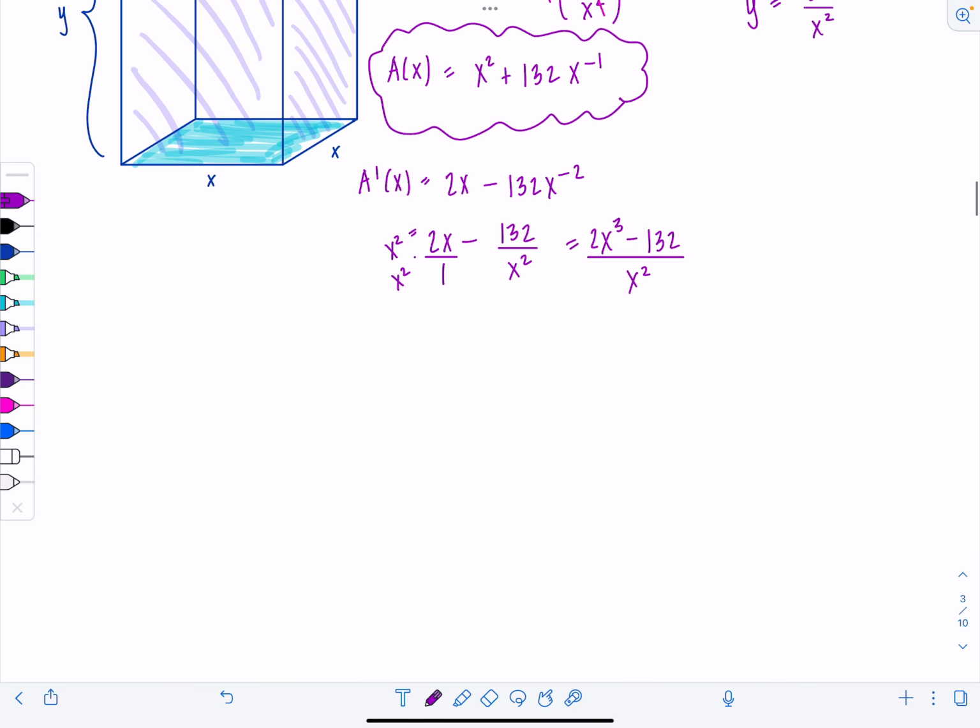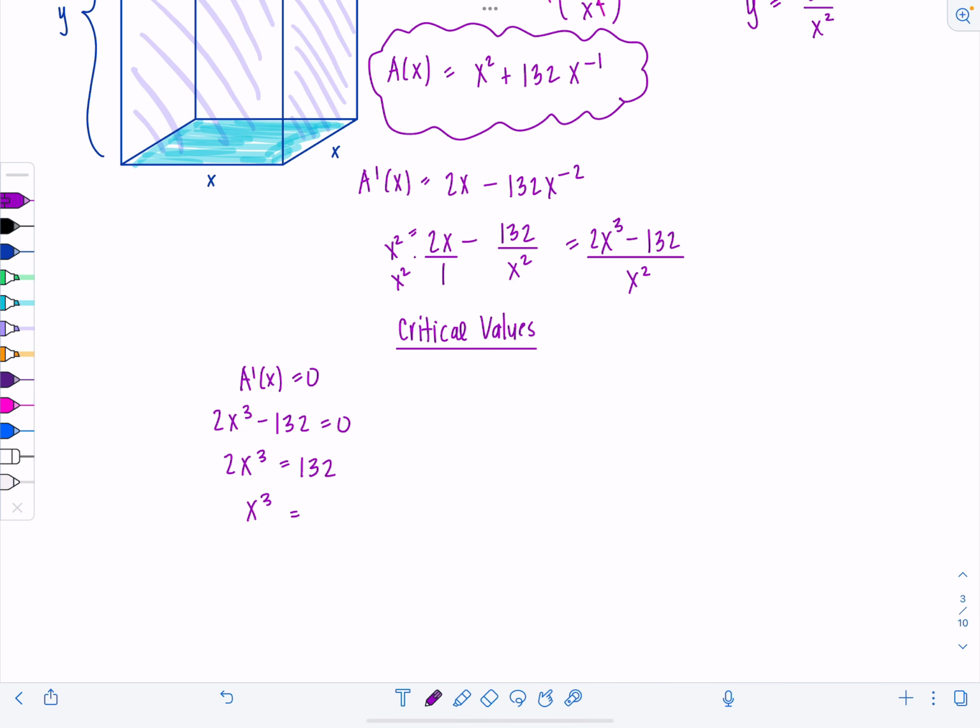Okay, good. So our critical values happen when the numerator is 0, when A prime of x is 0. That would mean 2x cubed minus 132 is 0. Can we solve that? You bet. 2x cubed is 132. Divide by 2, that would mean x cubed is 66. So x is the cube root of 66.